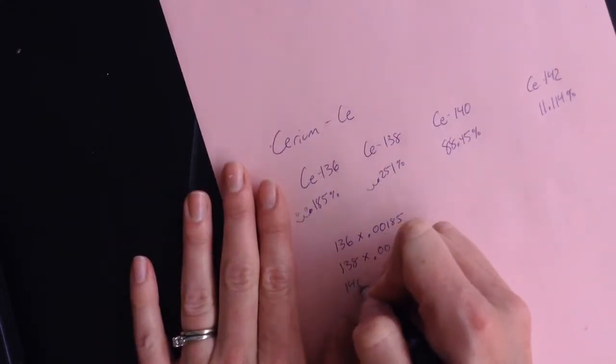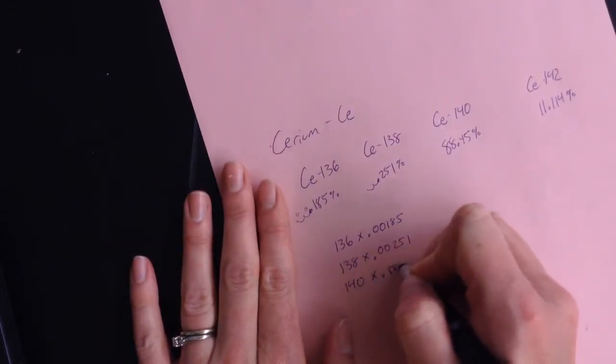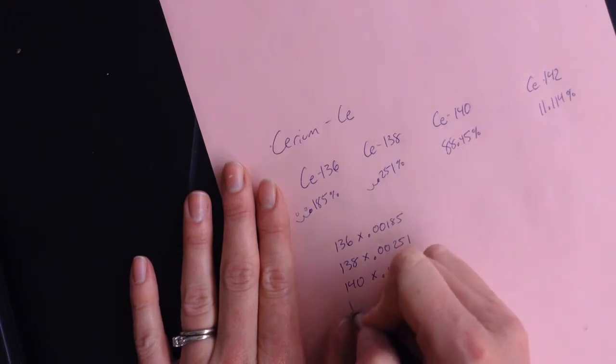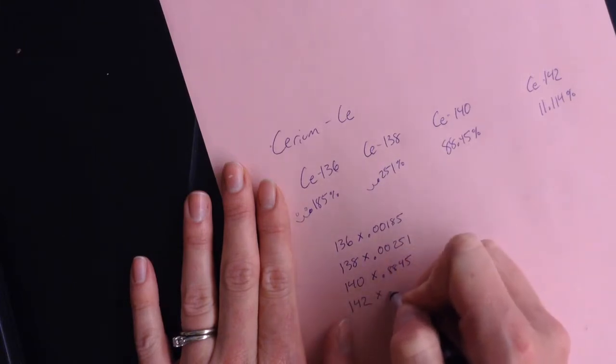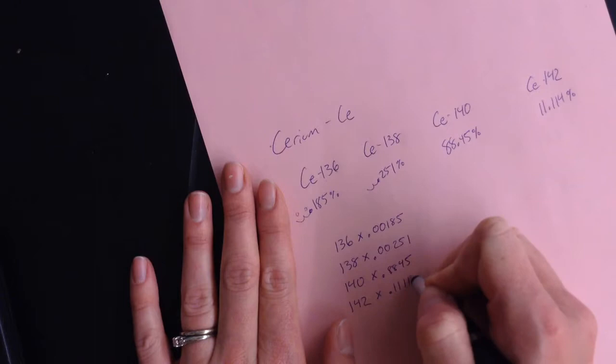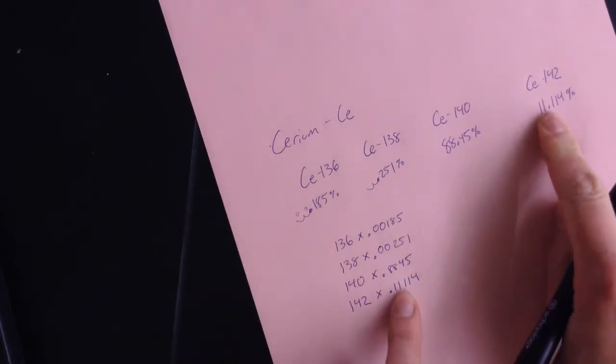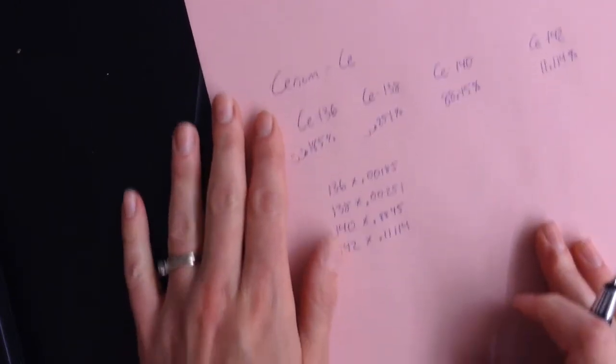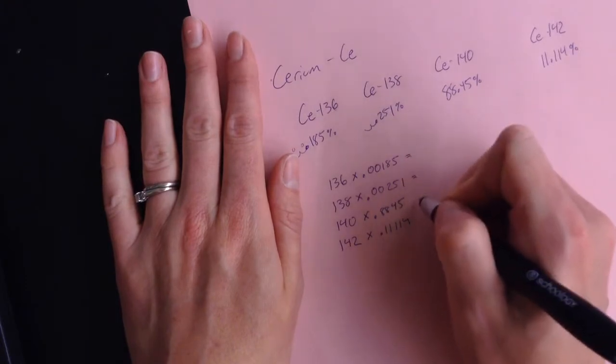Then I've got 140 times 0.8845, and then 142 times 0.11114. Did I get the right number? 1, 2, 3, 4, 4. Yeah, okay. All right, so now I have to do some math here.